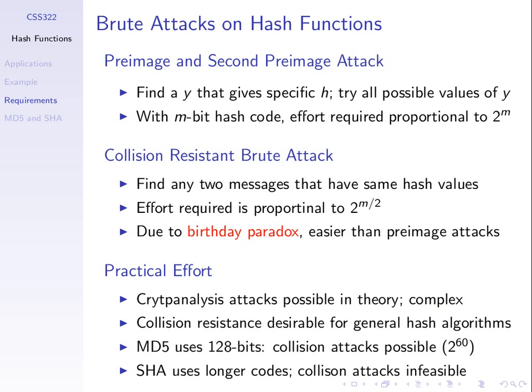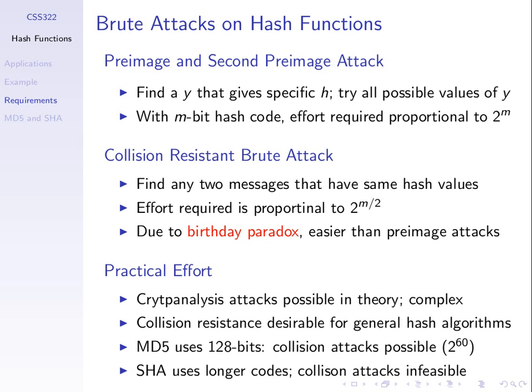How do we break hash functions? Well, a brute force attack. For the one-way property and weak collision resistance, also called pre-image and second pre-image properties, the basic approach of a brute force attack is you try all possible values of y. That is, you need to find some message that produces some given hash value.